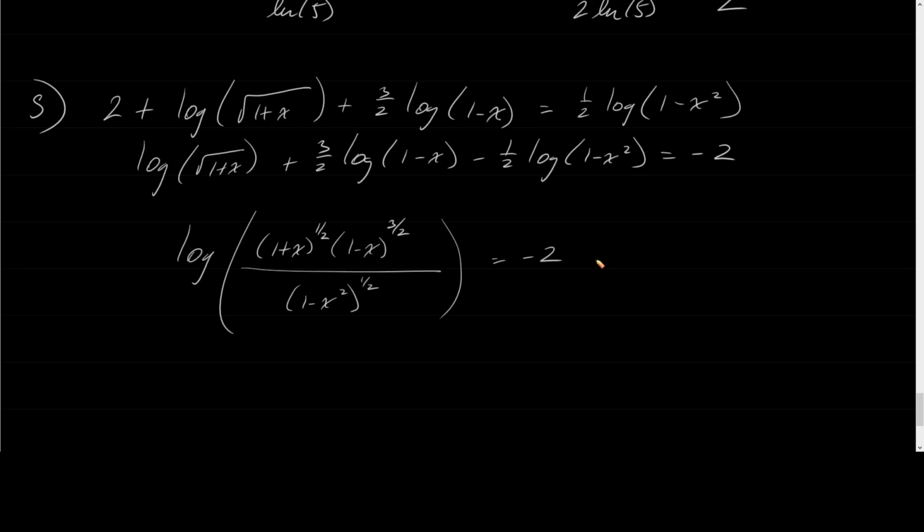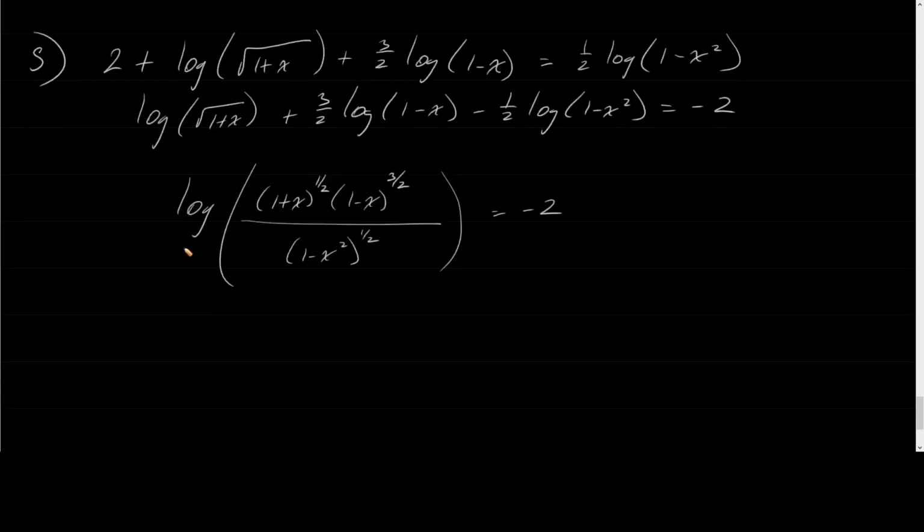Now, at this point, what we can do is get rid of this log, right? Exponentiate both sides with base 10. So I'm just going to have the inside stuff, 1 plus x to the 1/2 times 1 minus x to the 3/2 over 1 minus x squared to the 1/2 is equal to 10 to the -2. At that point, well, let's see how we can cancel some stuff out here.